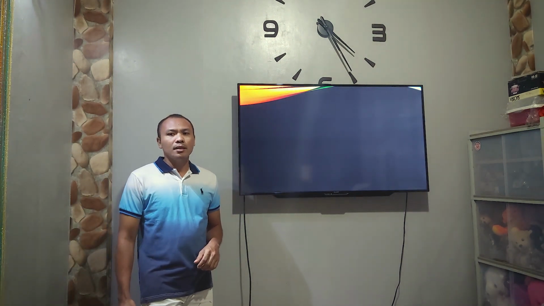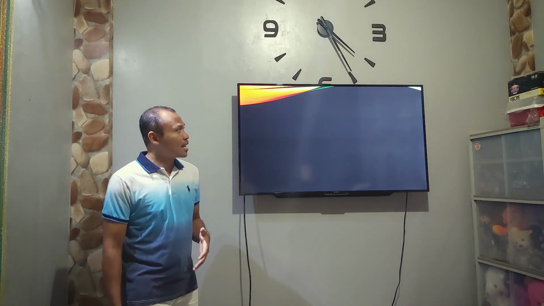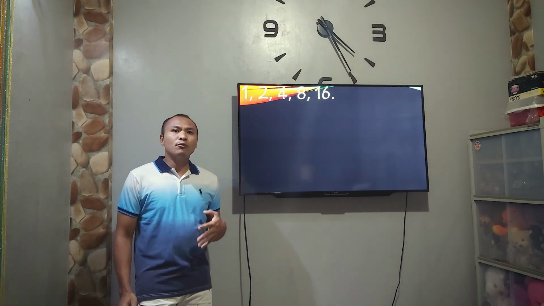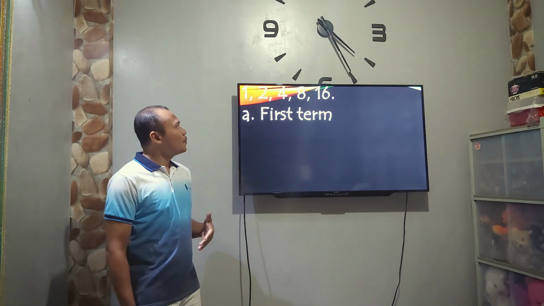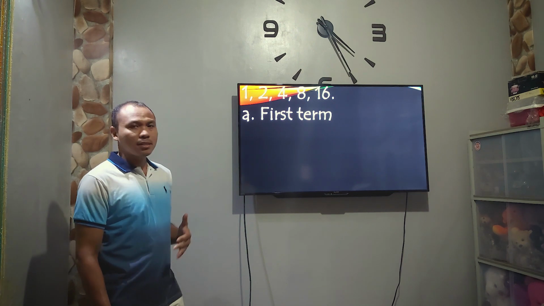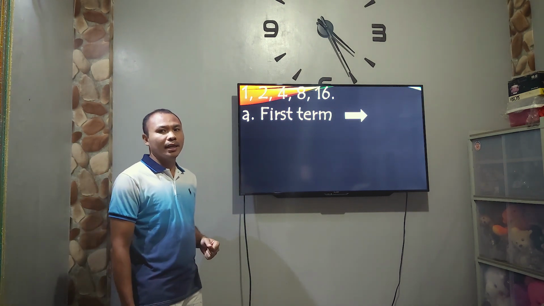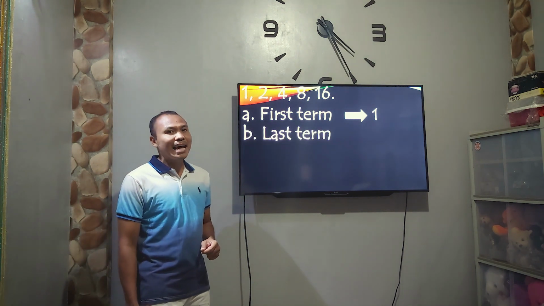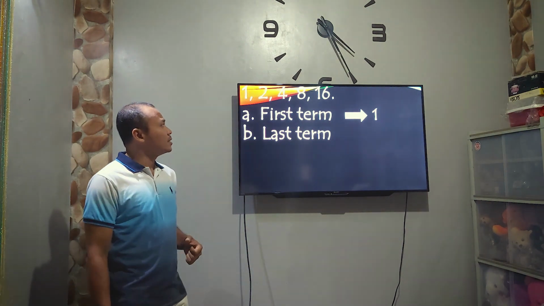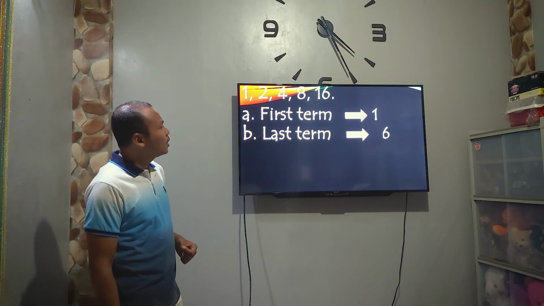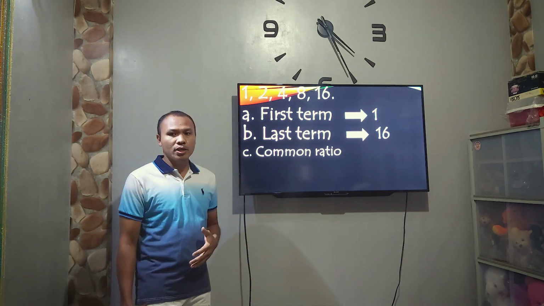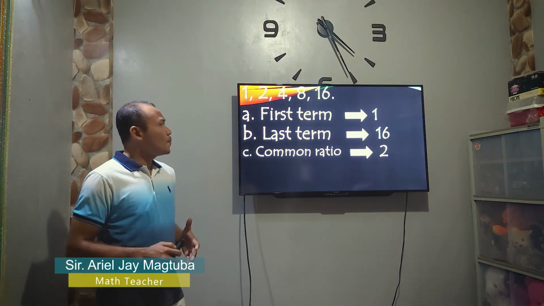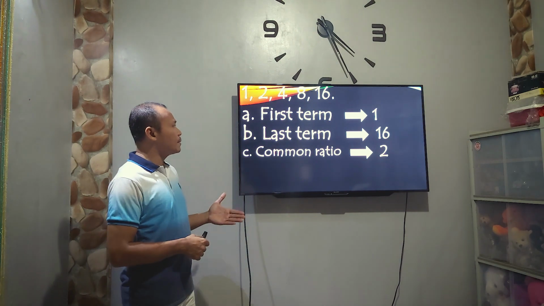Of course, go back with the previous example. We have 1, 2, 4, 8, and 16. So we have to identify the first term. So based from the given example, what is the first term? Of course, the first term is 1. Next is the last term. What is the last term of the given sequence? It is 16. And the common ratio, which is 2.